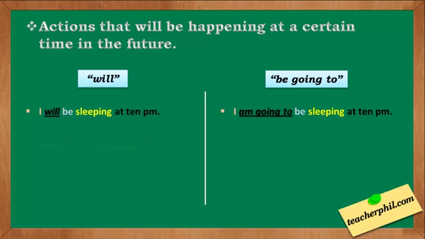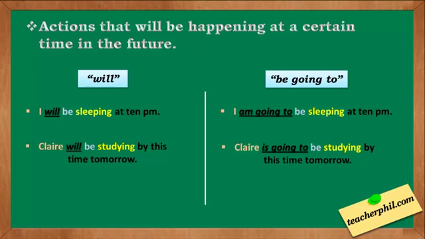Another example: Claire will be studying by this time tomorrow. Claire is going to be studying by this time tomorrow. The last example: Aunt Lisa will be visiting. Aunt Lisa is going to be visiting.